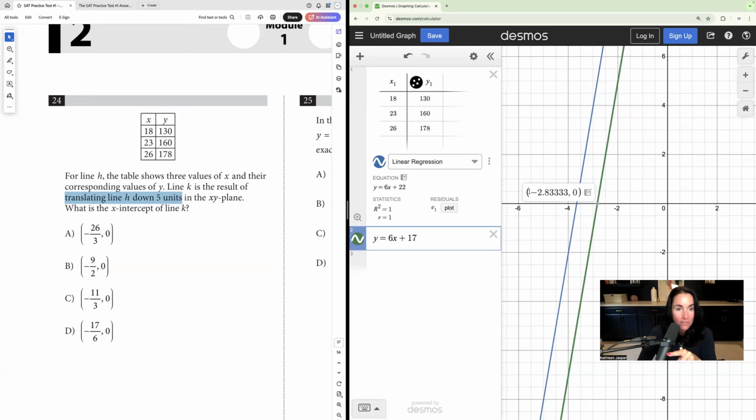This is giving us the X-intercept here, right? And that's what this is asking. What's the X-intercept? Now, this is tricky. Desmos is giving it to you in a decimal. Meanwhile, all of our answer choices are in fraction form. Now, you can see that all of them are negative.